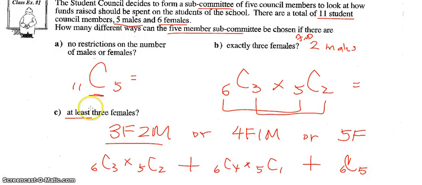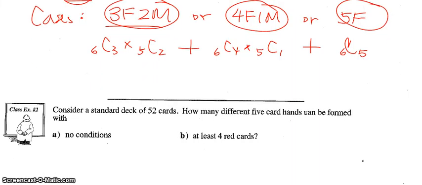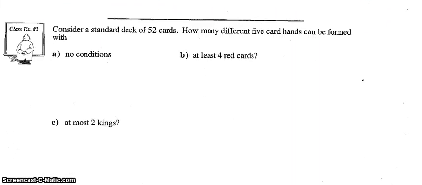This lesson is just about at least and at most, where you have different cases. You write the cases and then you add them, because any subcommittee could be this case or the other case or the other case. You just calculate each one and then add them. All right, so let's see more examples.